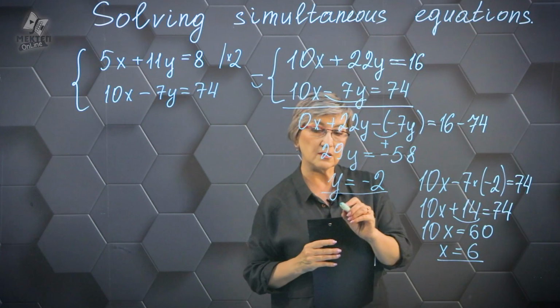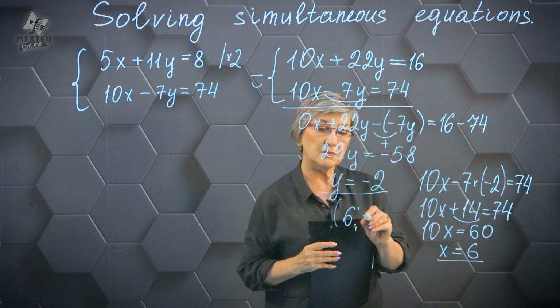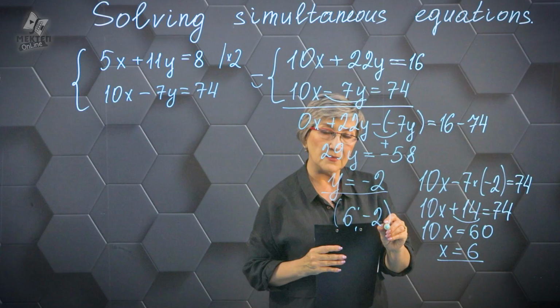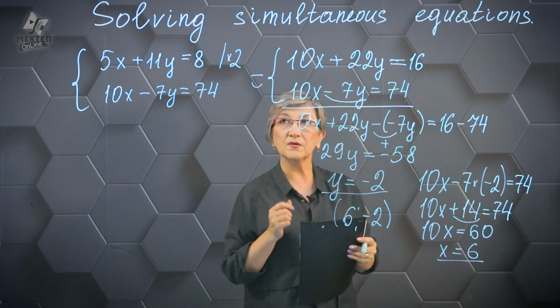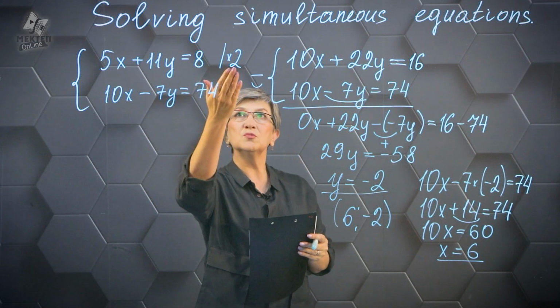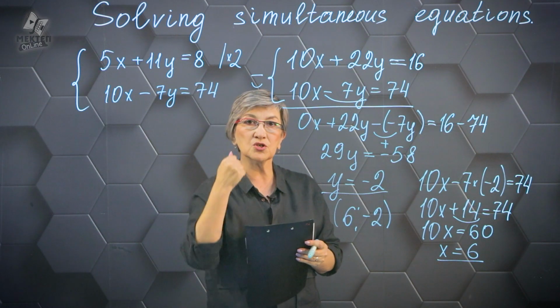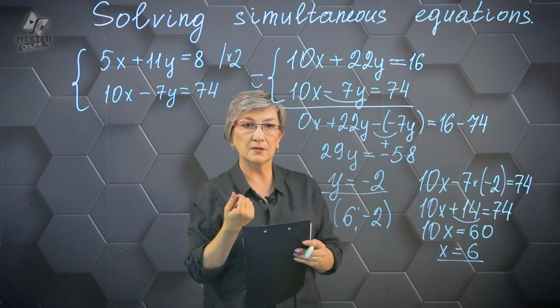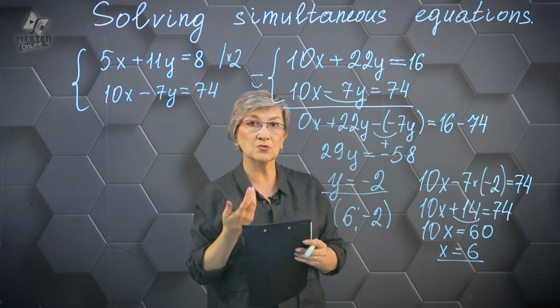We should note the answer: 6 and minus 2. You could ask a question. Why did we multiply by 2? Can we multiply by negative 2? Yes, we can multiply by negative 2.